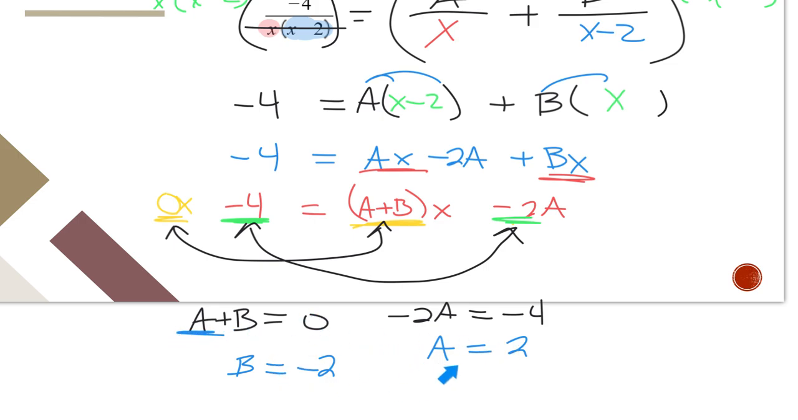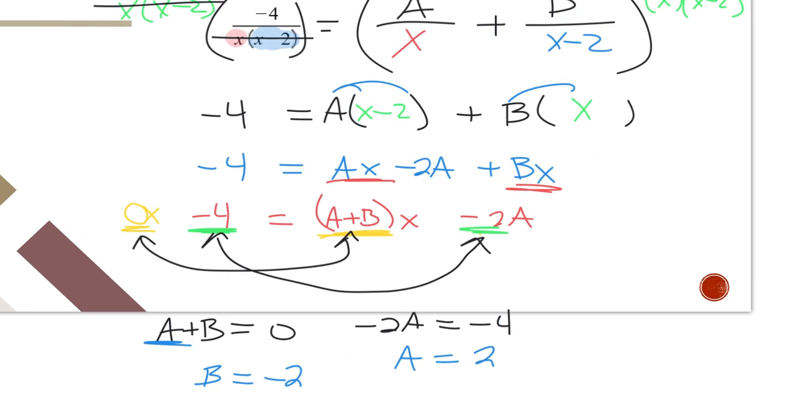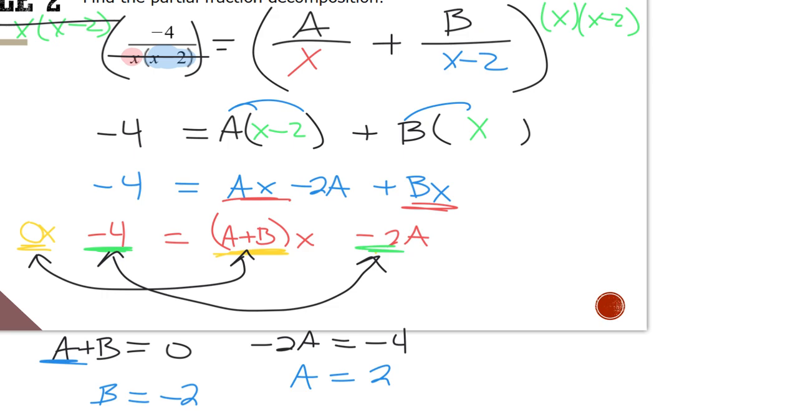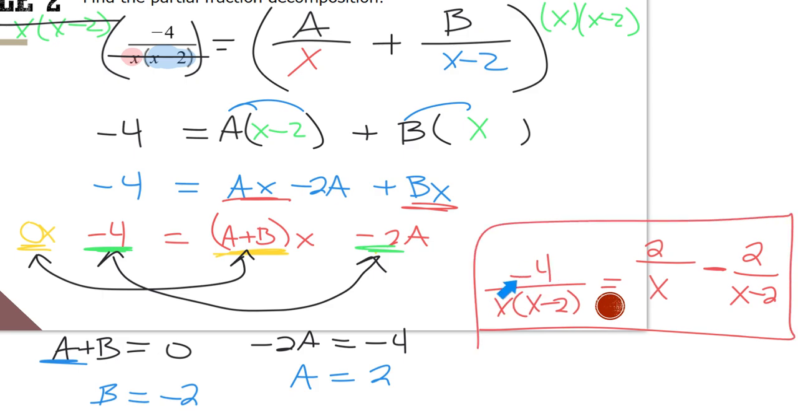So now I actually have my two variables, a and b, that I can plug back into my original thing above. So the idea is my answer to this: we know that negative 4 over x times x minus 2 can be broken apart into a, which is 2 over x, plus, well, in this case, minus, because b is negative 2, so I'm just going to put that outside, and then minus 2 over x minus 2. So I can break apart this fraction into two separate fractions, 2 over x minus 2 over x minus 2.